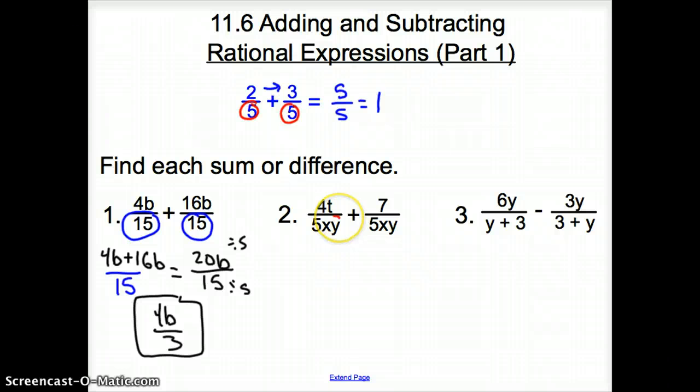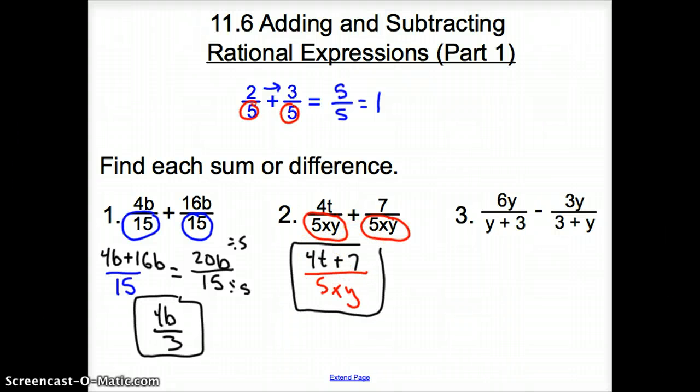Look at your common denominator. Do we have the same common denominator? 5xy, 5xy? Yes, we do. So you go ahead, put that on the bottom, 5xy. That's going to go underneath. What is on top? 4t plus 7. Now, can I combine these two, ladies and gentlemen? And be very careful, because can I combine a 4t with a 7? I cannot. So my answer is right there, 4t plus 7 all over 5xy.